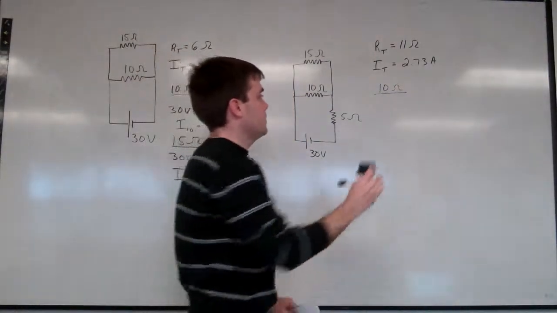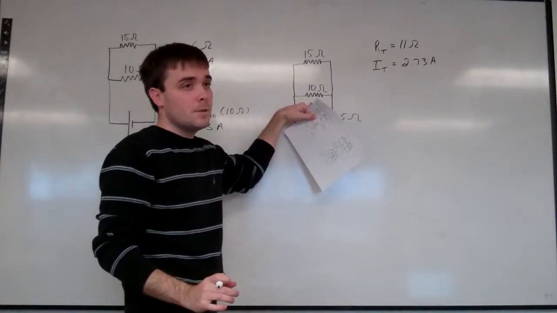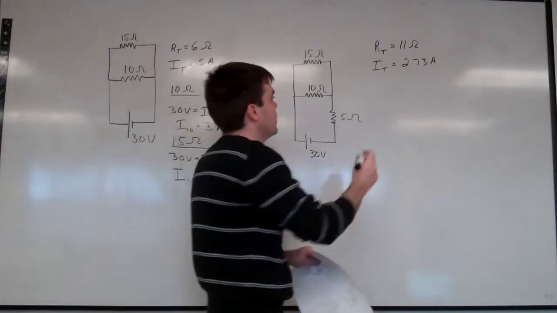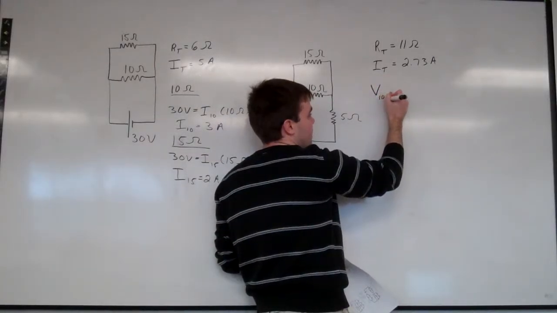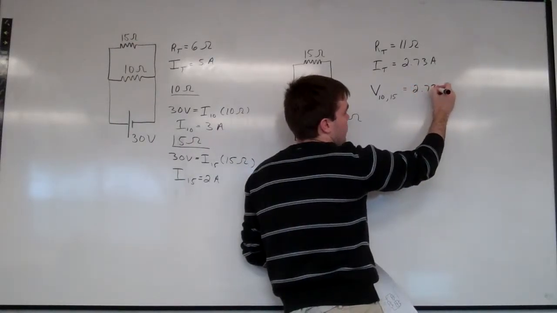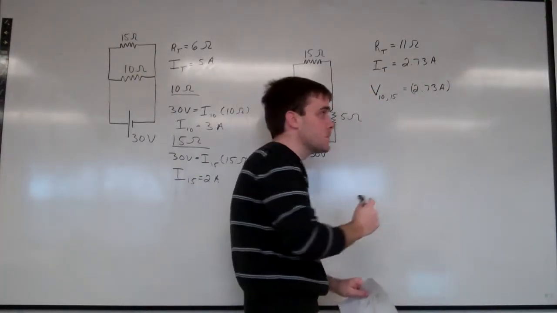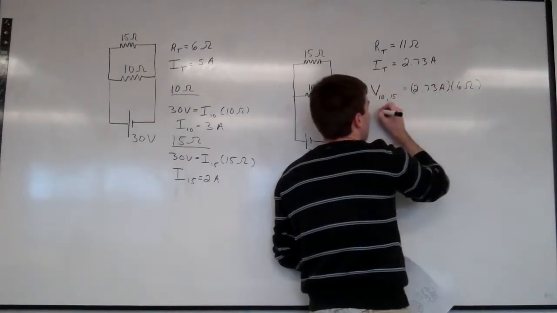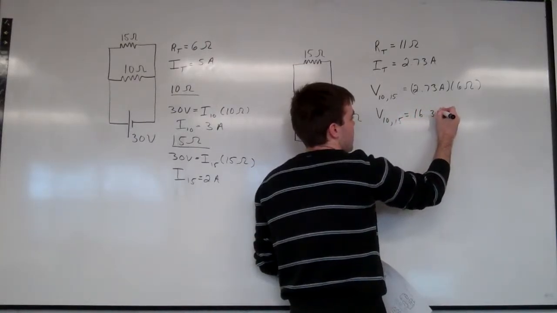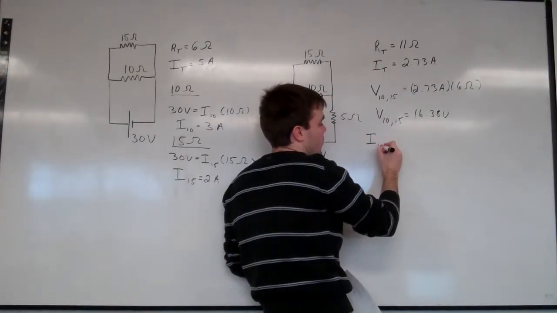this one gets a little trickier because we need to find the current through both of these. Before we do that, we got to find the voltage drop across this because there's one in series now. So the voltage for 10 and 15 is going to be equal to 2.73 amps times, what's the total resistance of 10 and 15? 6. Times 6 ohms. 16.38 volts.